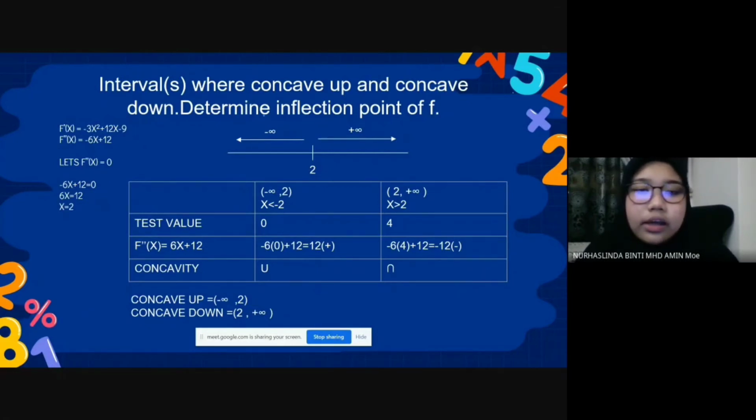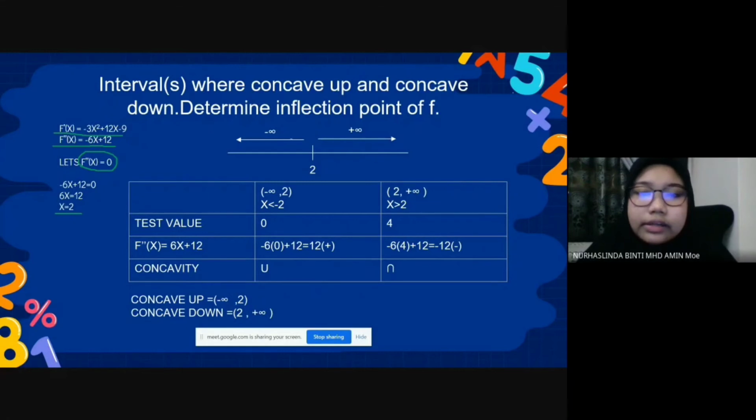So my answer here. The first question is intervals where f is concave up and concave down, and determine the inflection point of f. The first derivative is negative 3x squared plus 12x minus 9. The second derivative is negative 6x plus 12. So what we're going to do is set the second derivative equal to 0. So negative 6x plus 12 equals 0, then 6x equals 12, so x equals 2.